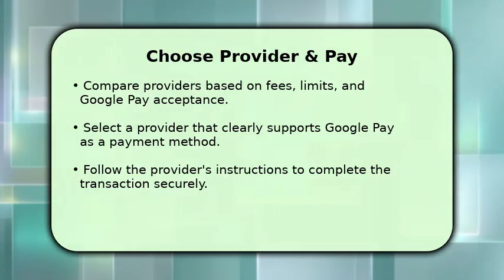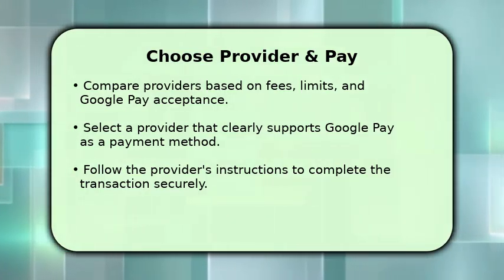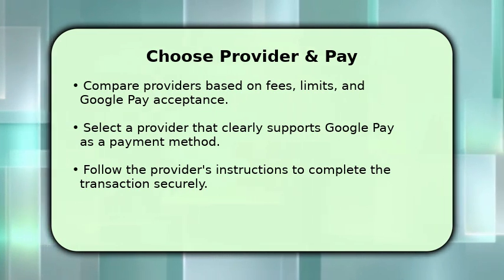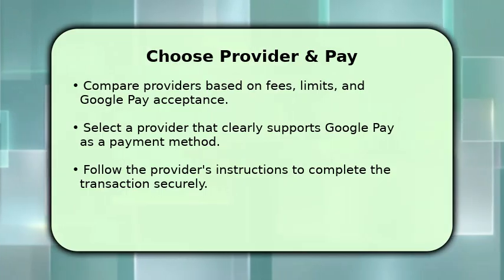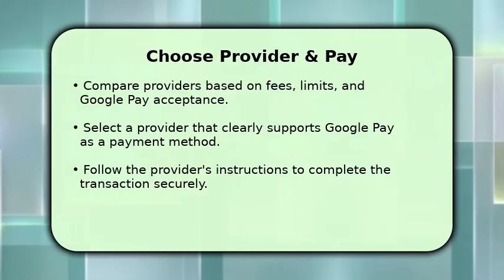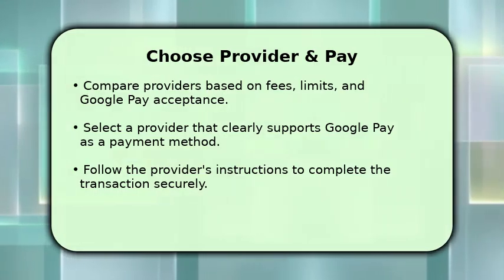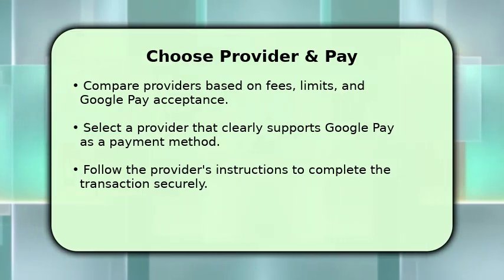Now, carefully review the list of third-party providers. Each provider will have different fees, purchase limits, and supported payment methods. Look for one that explicitly states Google Pay as an accepted option. Once you've made your selection, you'll be redirected to the provider's platform to finalize the purchase. Follow their prompts, enter the amount, and choose Google Pay to complete your secure transaction.